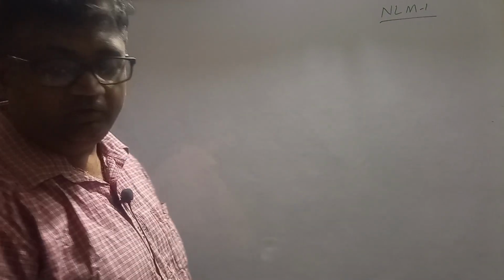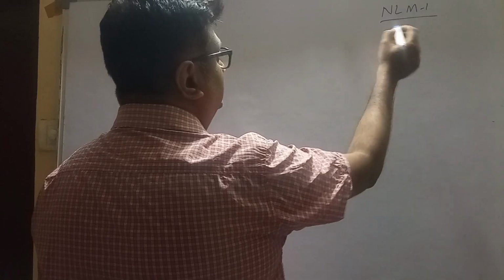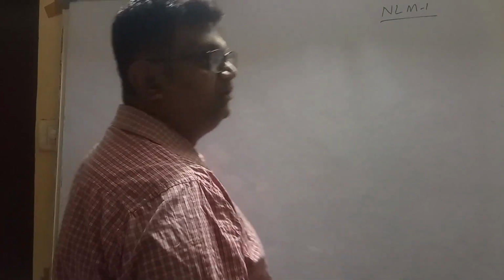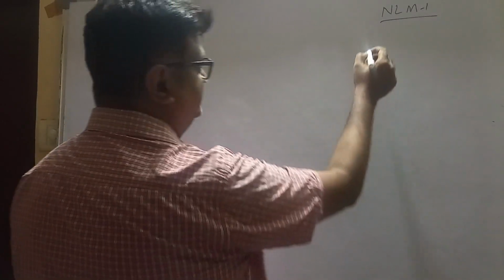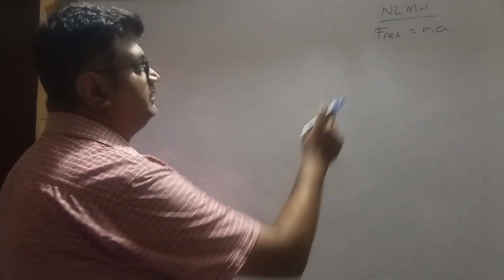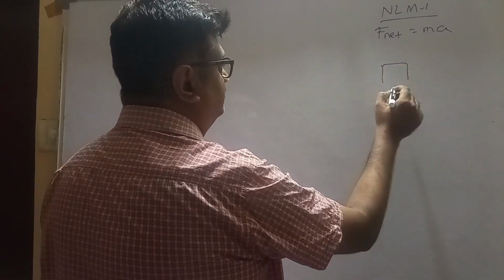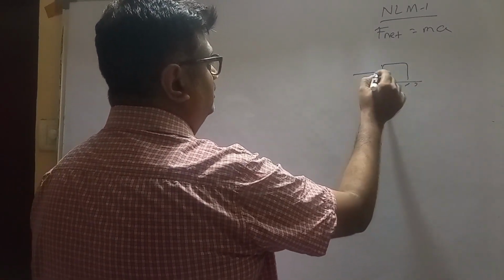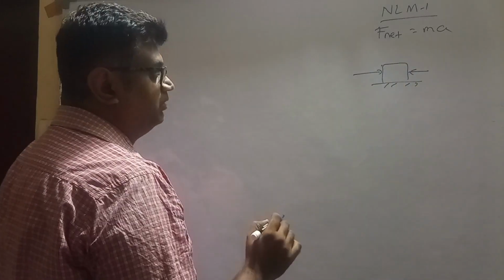Force is defined, if I take Newton's second law, as F net equals ma. This is the first formula that we have to know. What do I mean by F net? Suppose I take a block. I should know the net force acting on the block.